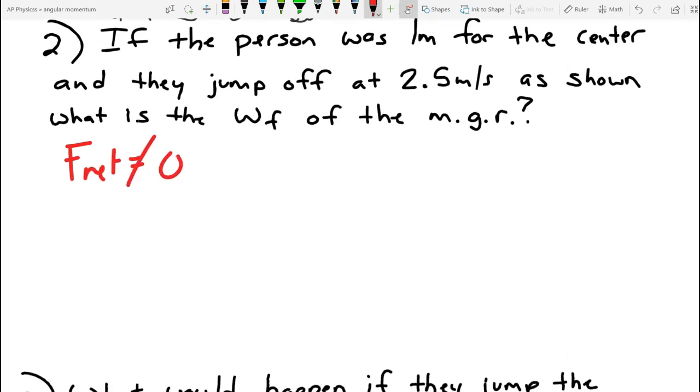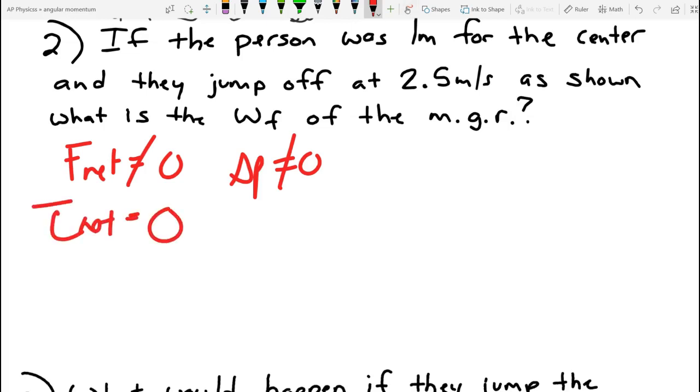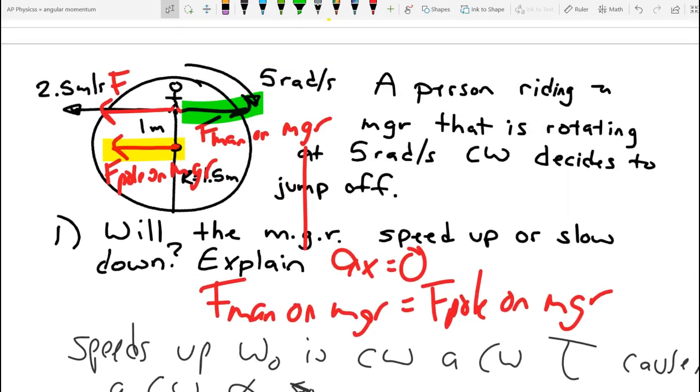So change in momentum is not 0. That means momentum is not conserved. Okay, what about the torque net? Is the torque net equal to 0? I think it is, and let's check.